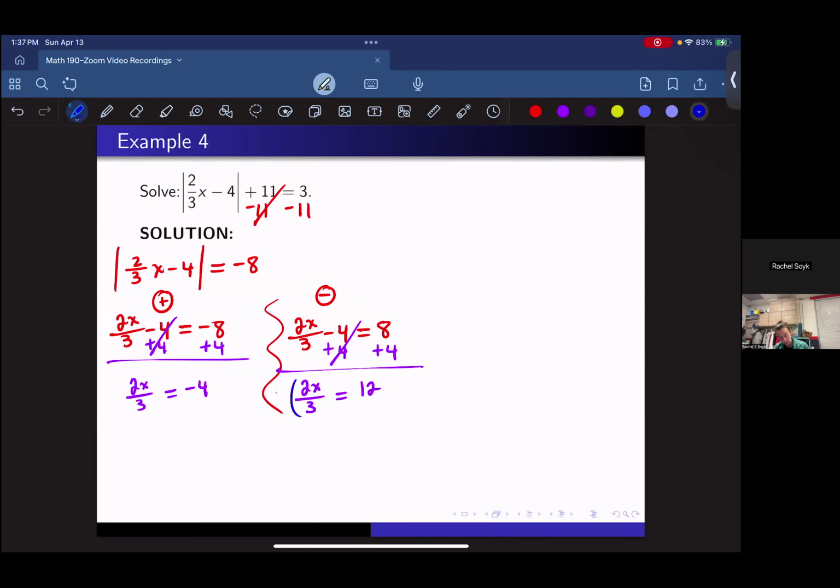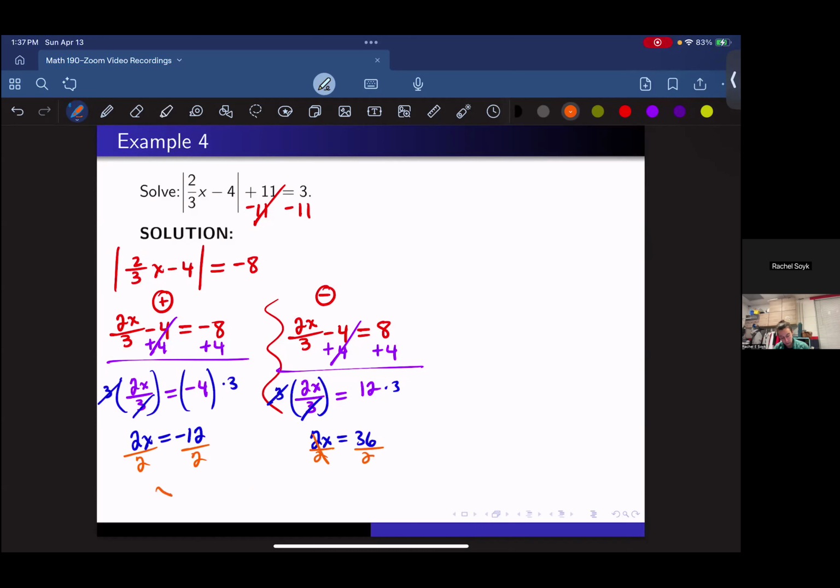Then let's go ahead and multiply both sides by 3 so that the denominator cancels out. 3 over 3 is 1, 3 over 3 is 1. So we get 2x is equal to negative 12. And then we get 2x is equal to 36. And then our very last step is we're going to go ahead and divide both sides by 2. So our two potential solutions are x is equal to negative 6 and x is equal to 18.